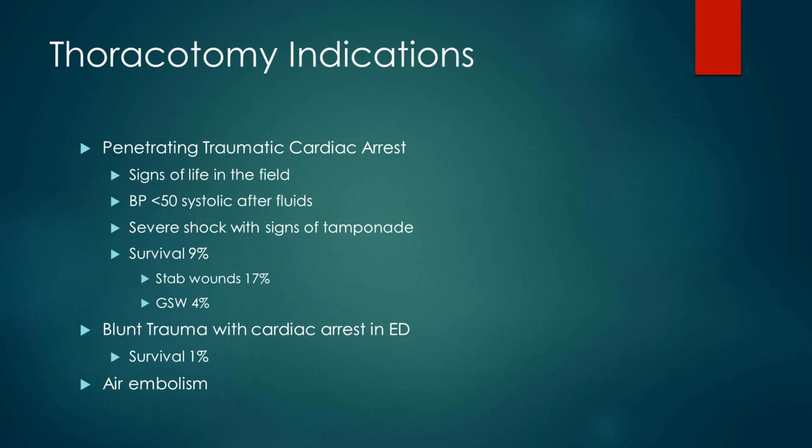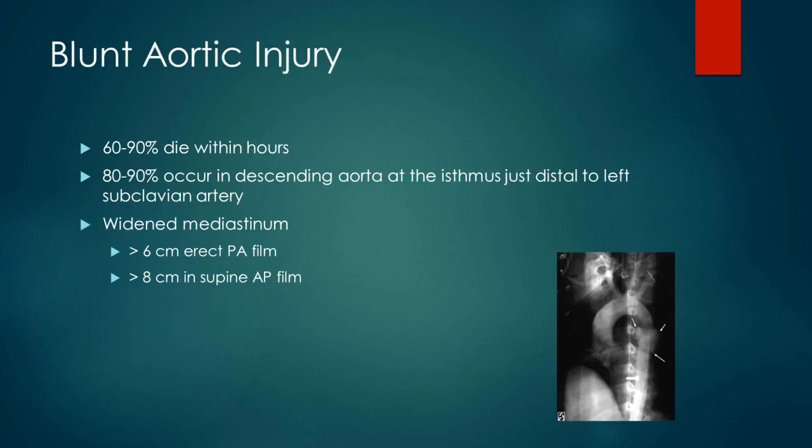ED thoracotomy. Blunt trauma with cardiac arrest has a survival of less than 1%. Literature is mixed, but right now the recommendation is that it's not necessary to do a thoracotomy. And then potentially if there's concern for some sort of air embolism.